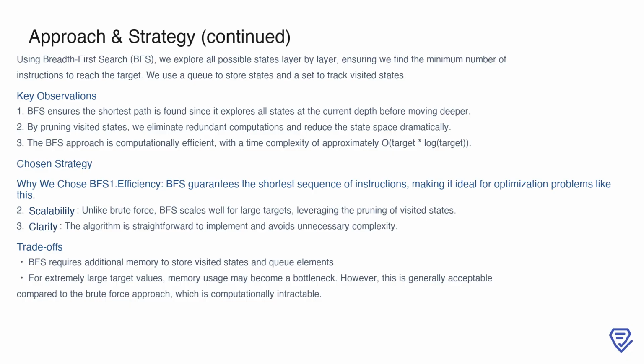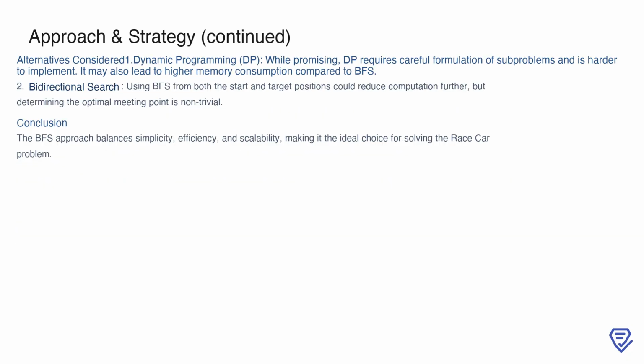However, we must also consider some trade-offs, such as the additional memory required to store visited states and queue elements. While this could become a bottleneck for extremely large target values, it remains far more manageable compared to the exponential complexity of brute force. Other alternatives were also considered. Dynamic programming, for instance, is a promising approach that relies on breaking the problem into smaller subproblems. However, it requires careful formulation and may consume more memory than BFS, making it less practical.